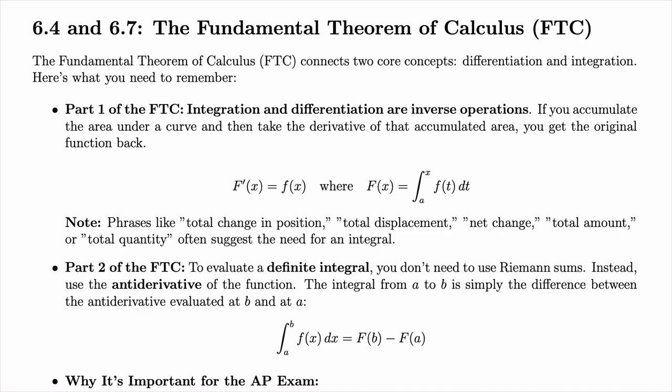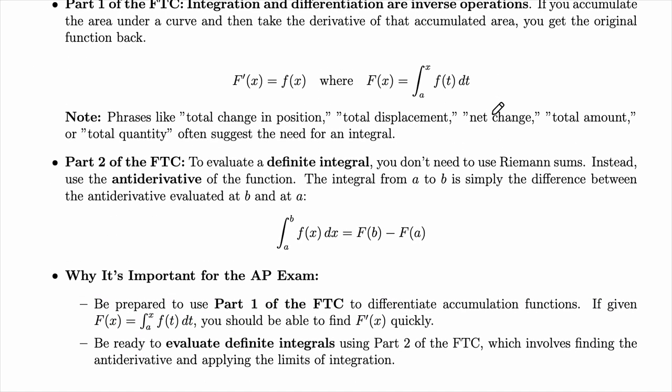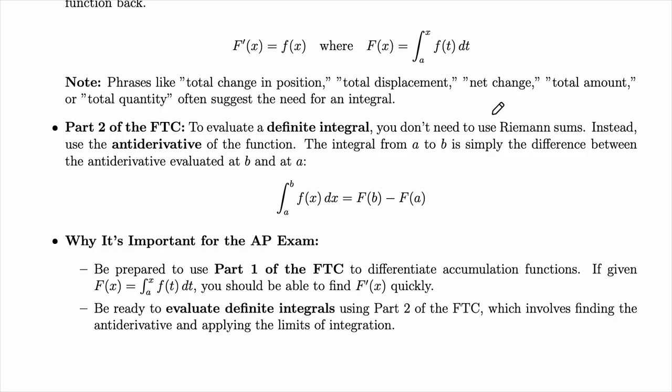So now quickly, let's talk about why the FTC is important for the AP exam, or how it's related to the AP exam. If you have to use part one of the FTC, you are usually going to apply that by differentiating accumulation functions. So you're probably going to be given big F of x like this, and you need to know how to take the derivative of that and find F prime of x quickly, right? So again, it's that idea of undoing or performing the inverse operation.